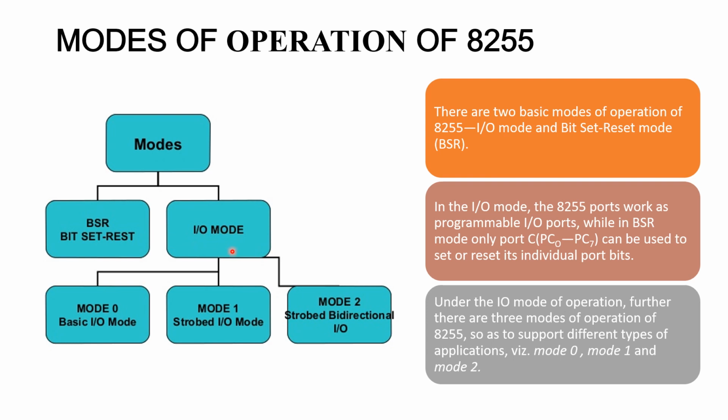Now under the IO mode there are again 3 modes of operation. First one is mode 0, then mode 1 and mode 2. Mode 0 is called basic IO mode. Mode 1 is called strobed IO mode and mode 2 is called strobed bidirectional IO mode. So these are the modes of operation of 8255.